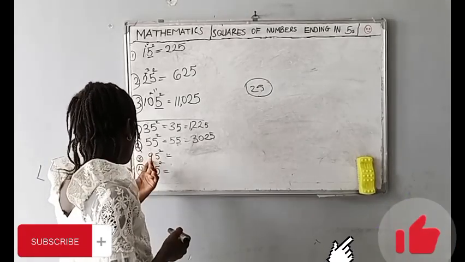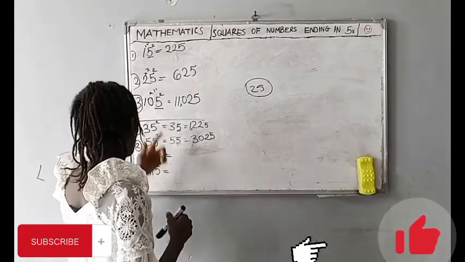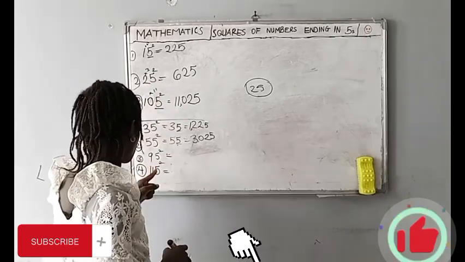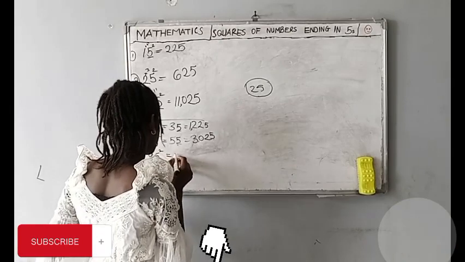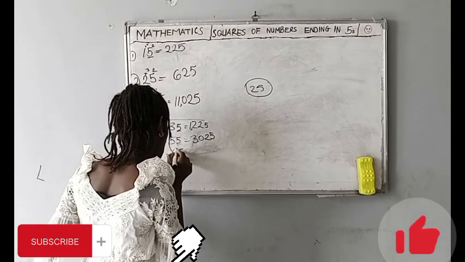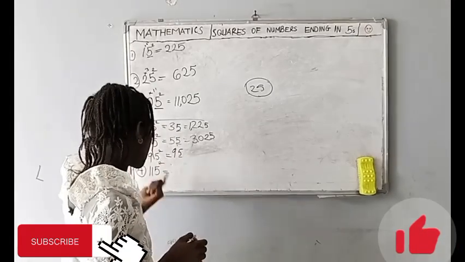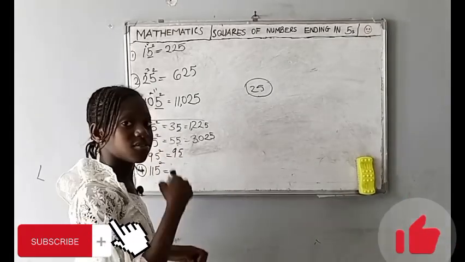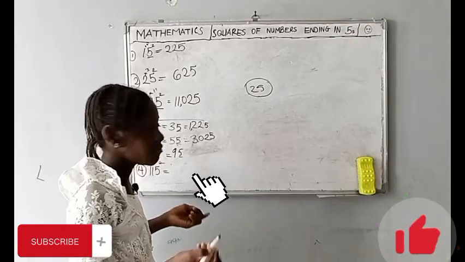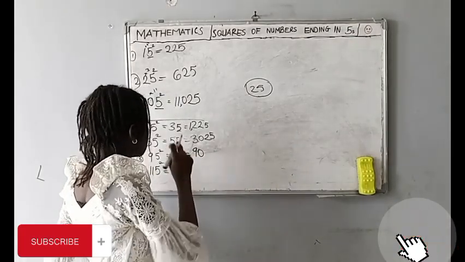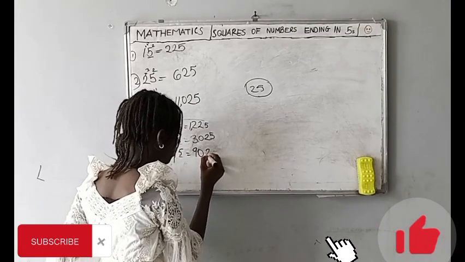Now, 95 squared. Using this method to solve all these. 95, we mark out a 5. Then 9 times 10, which is the successive number, equals 90. Then 5 squared is what? 25.